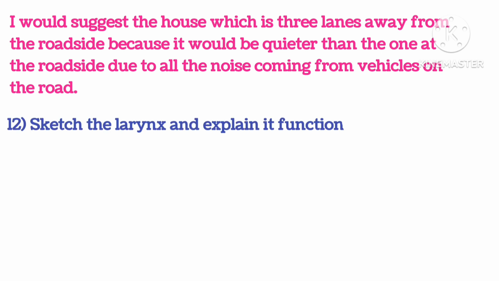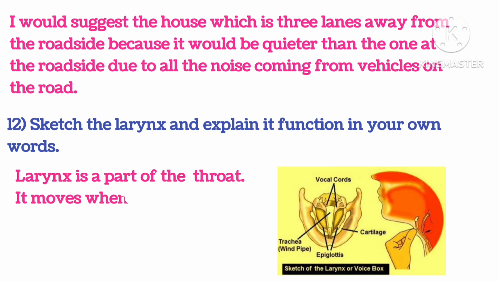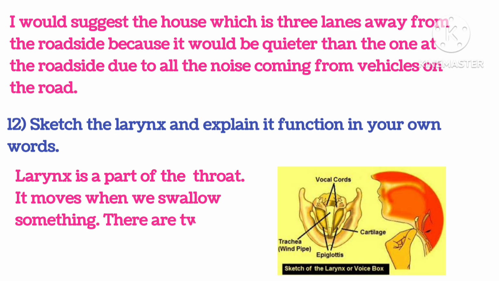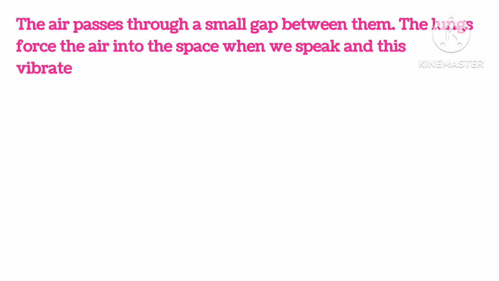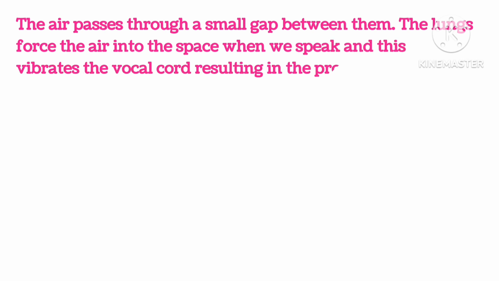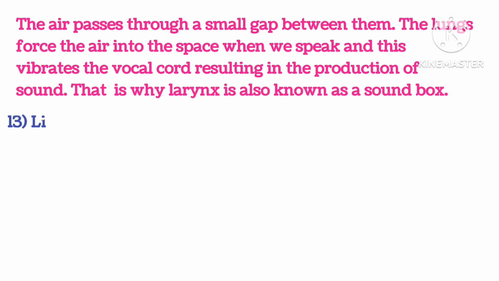12th, sketch the larynx and explain its function in your own words. So here is the sketch. Larynx is the part of the throat. It moves when we swallow something. There are 2 vocal cords inside the larynx. The air passes through a small gap between them. The lungs force the air into the space when we speak, and this vibrates the vocal cord, resulting in the production of sound. That is why it is also known as sound box.